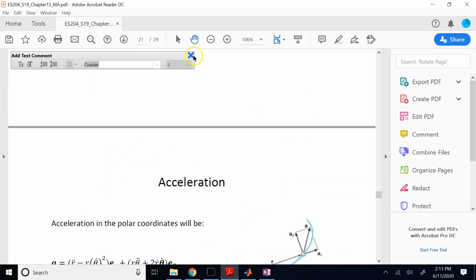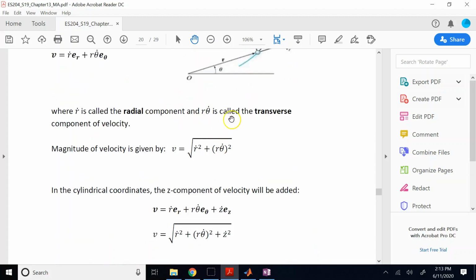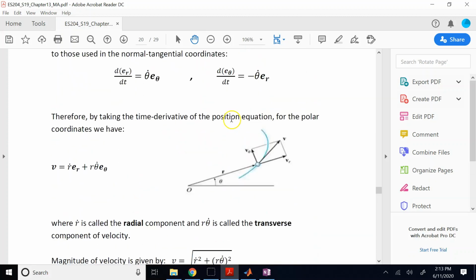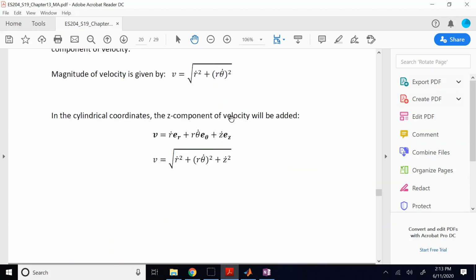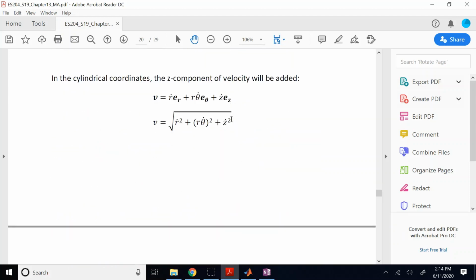So a couple of other things that we have to look at before we start doing an example together is, if somebody says, what is the magnitude of velocity of the particle at any point? Well, we know velocity has 3 components, so the magnitude of velocity comes from the square root formula. So it's going to be square root of r dot squared plus r theta dot squared plus z dot squared.